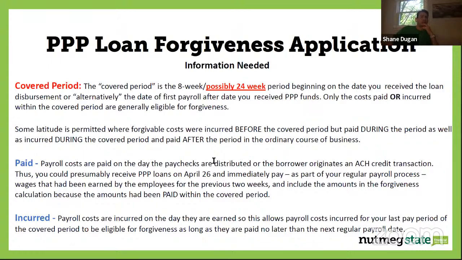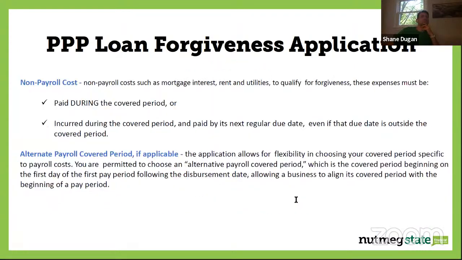So payroll costs are incurred on the day that they're earned. Non-payroll costs, so that's the mortgage interest, rent, and utilities that qualify for expenses. Again, that's during the covered period. If you're using that covered period, you need to make sure that those expenses are paid during that.